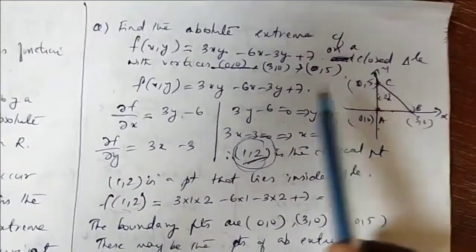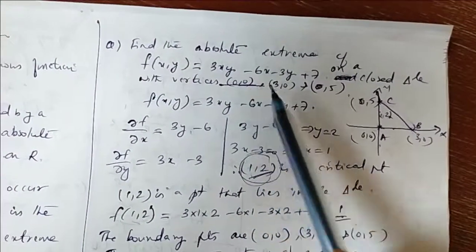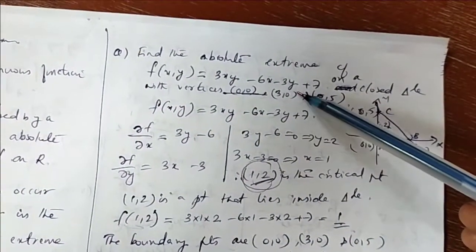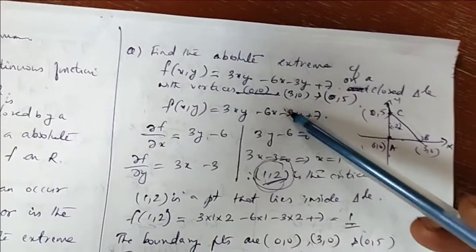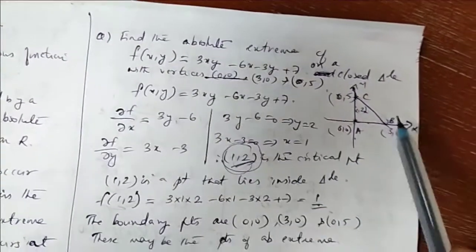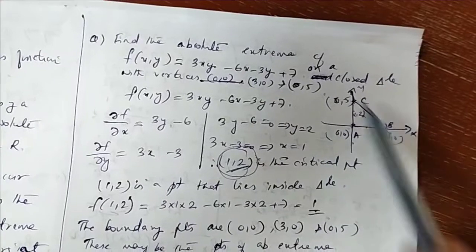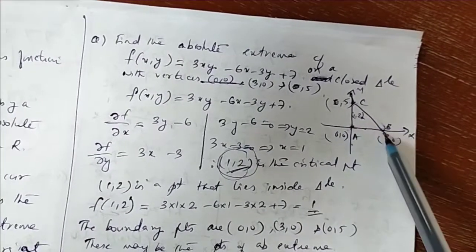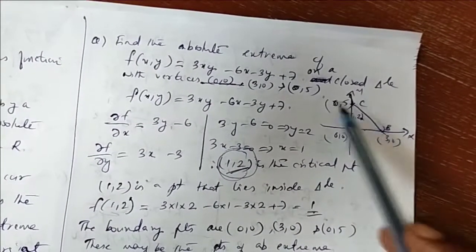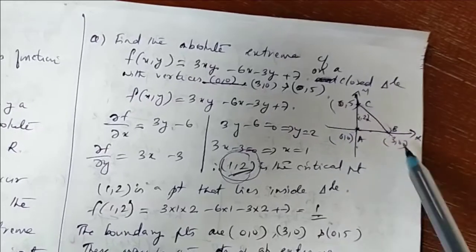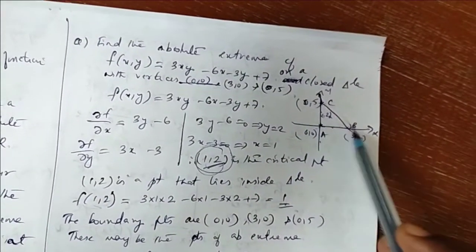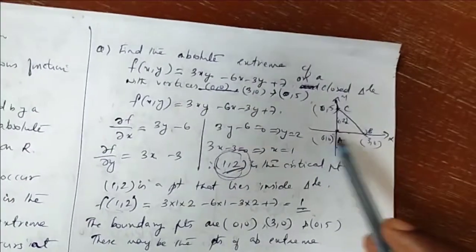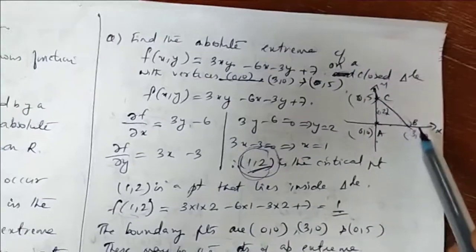Find the absolute extrema of f(x,y) = 3xy − 6x − 3y + 7 on a closed triangle with vertices (0,0), (3,0) and (0,5). So this is the triangle with vertices at (0,0), (3,0) and (0,5). The triangle is named ABC. So the boundary points are the vertices A, B and C.